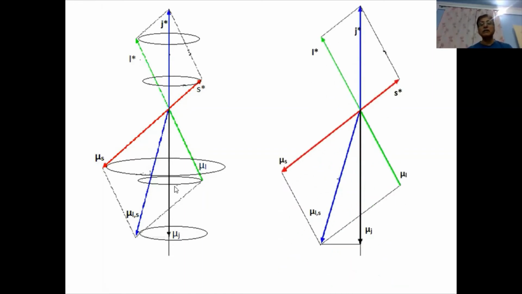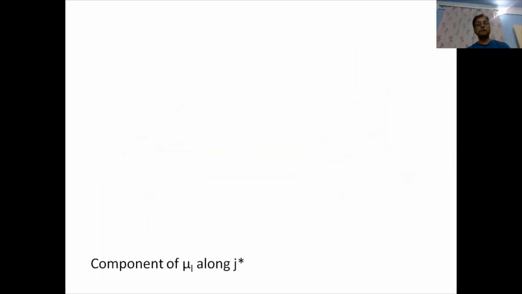And this is what we can see in the figure over here: S star, L star, and this is the resultant. Although it should have pointed in this direction, the resultant of the magnetic moment associated with this and the magnetic moment associated with this is pointing in this direction. So we need to consider only the component of mu ls along J star and not the perpendicular component, which mutually cancel each other in the precession process.